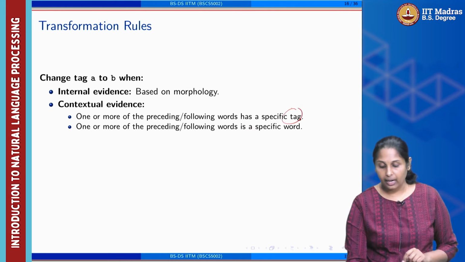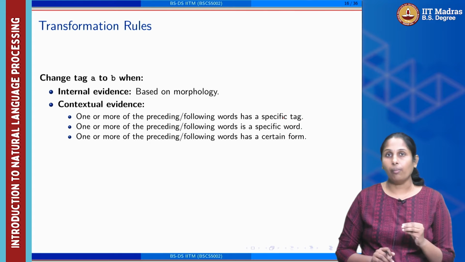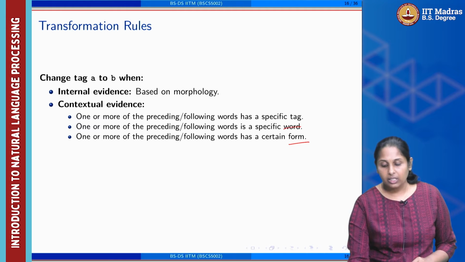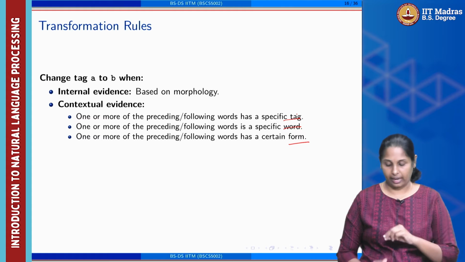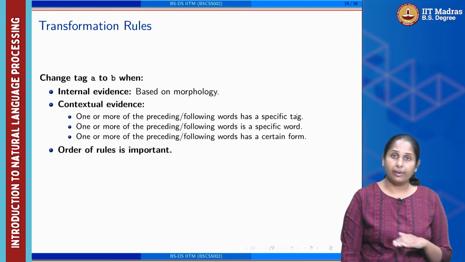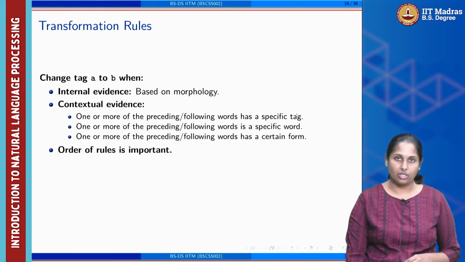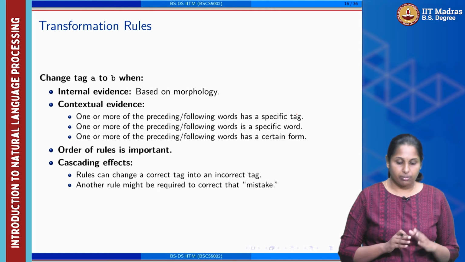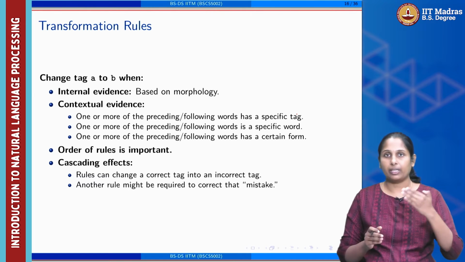One is the tag, another one is the word, and the third one is a certain form that is being associated with that word. So all the form, word, and tag are being used in identifying the current word's tag. Now again here, the order of rules is very important. Changing the order changes the whole complexity in the identification of proper POS. So again it is a cascading effect, because one rule goes into another set of rules. So it's all interdependent on each other.